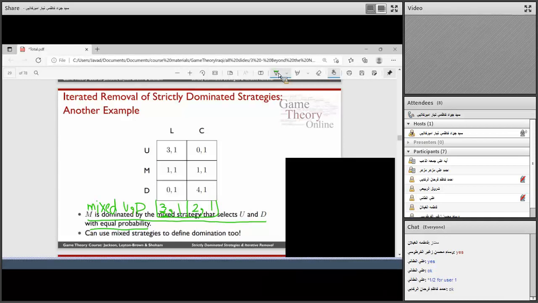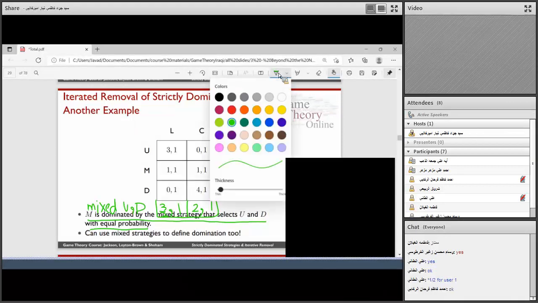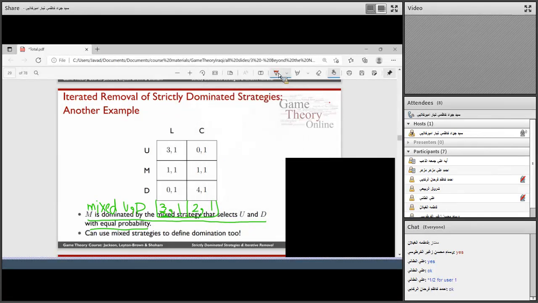In other words, M is dominated by mixed U and D. Remember, we cannot compare U and D with a mixed U and D. We only compare M with mixed U and D. Okay, that was a good question, Ali. So now M gets dominated by mixed U and D. You see how that happened? 3 halves and 1? No, Doctor. It's not obvious to me. Mixed UD.